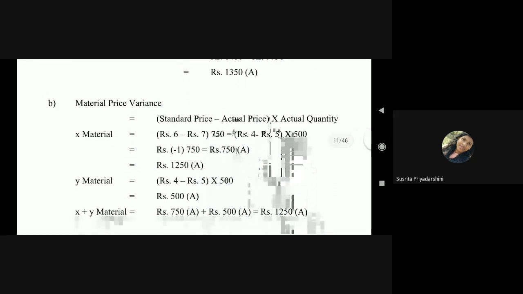सो ए के लिए हमारा कितना आ गया, तो हमारा एक्चुअल जो क्वांटिटी है 750 है मल्टीप्लाइड बाय 6 हो गया स्टैंडर्ड माइनस 7 हो गया एक्चुअल. सो -1 मल्टीप्लाइड बाय 750 एडवर्स. नेक्स्ट बी के लिए कितना आ गया, 500 एक्चुअल क्वांटिटी मल्टीप्लाइड बाय 4 स्टैंडर्ड माइनस एक्चुअल 5. सो 500 मल्टीप्लाइड बाय 1, 500 एडवर्स. सो दोनों को मिलाकर हमारा टोटल एडवर्स आ गया कितना 1250 एडवर्स.